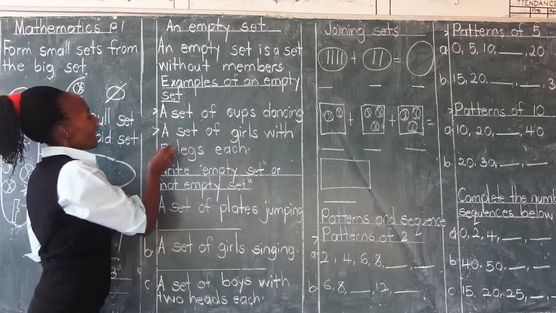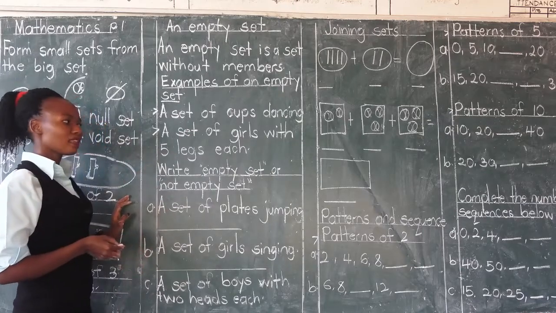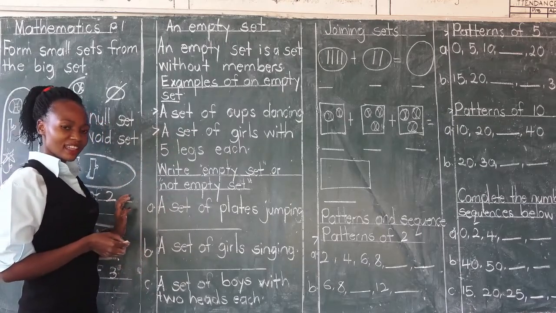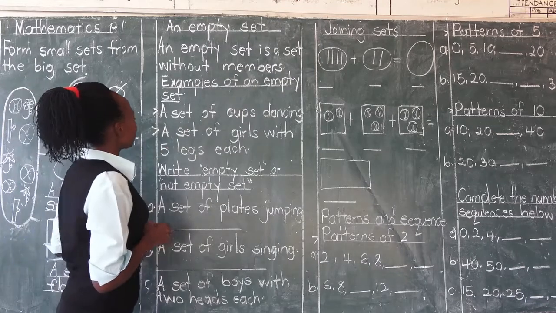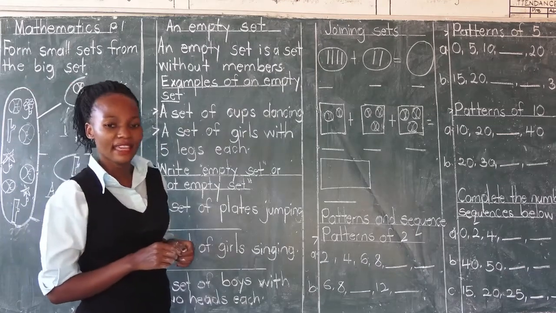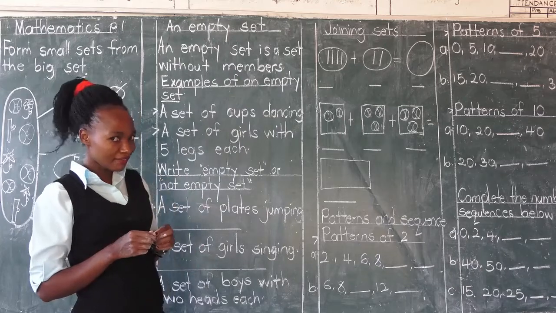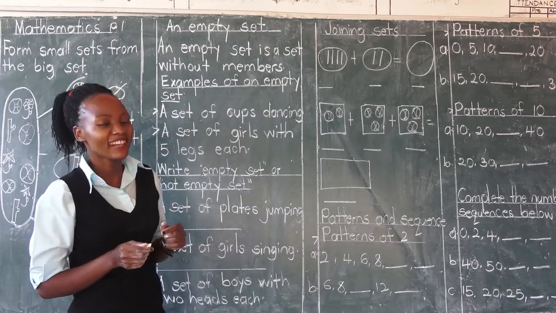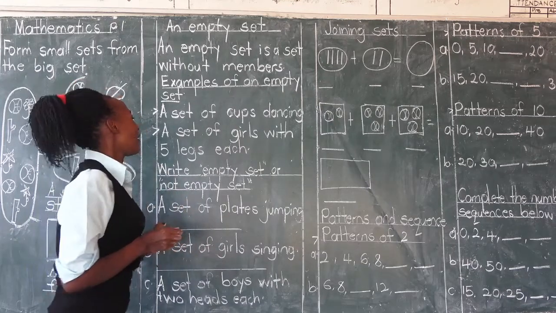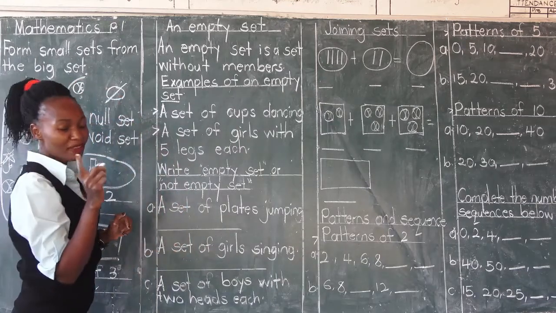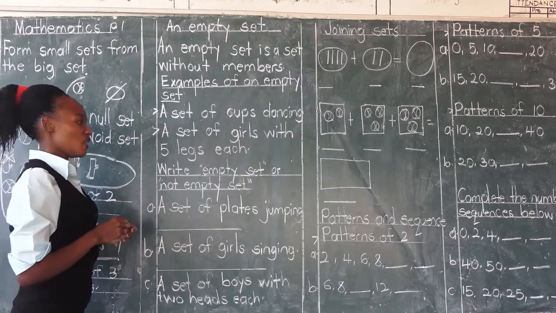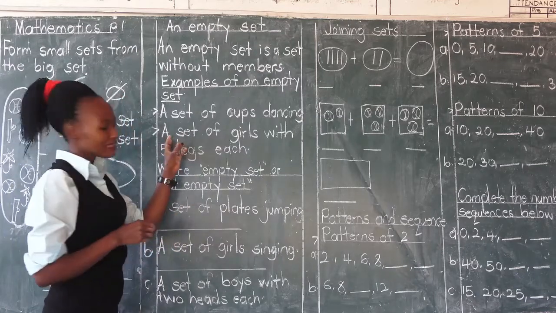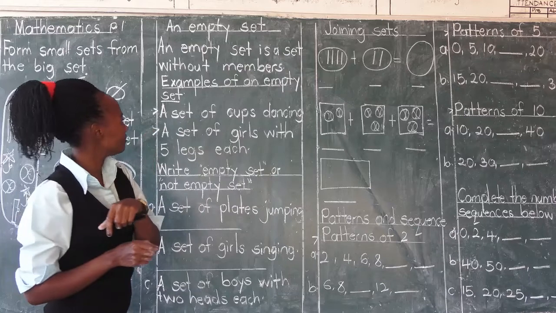We have a set of girls with 5 legs each. How many legs do you have? Teacher has 2 legs. What about you? Alright, you also have 2 legs. Now, have you ever seen one girl having 5 legs? No, meaning that this is an empty set.